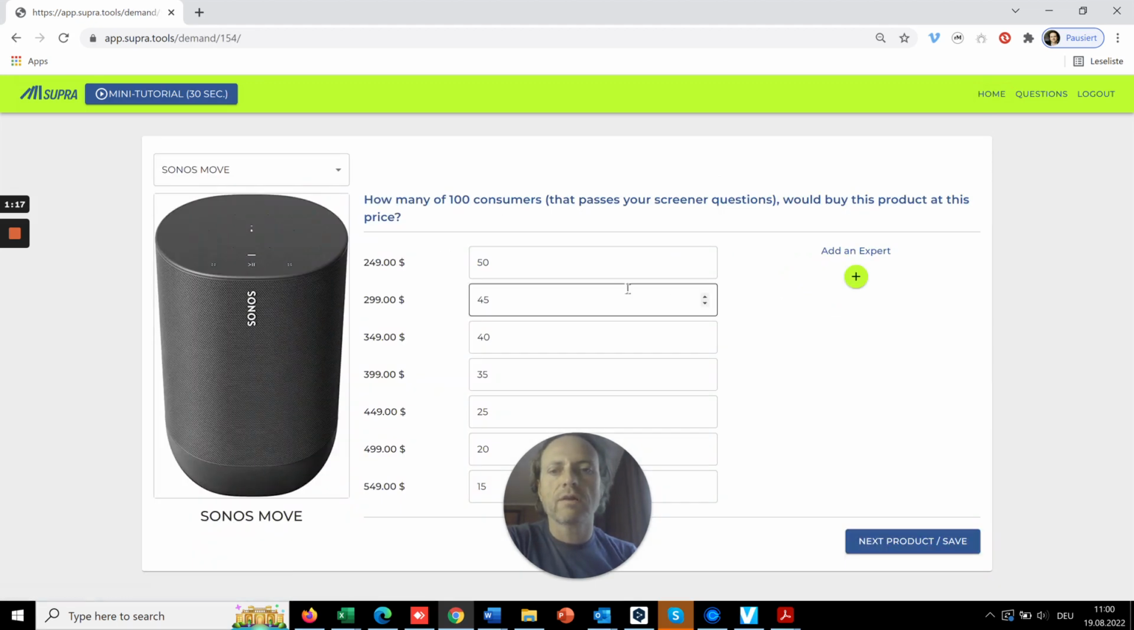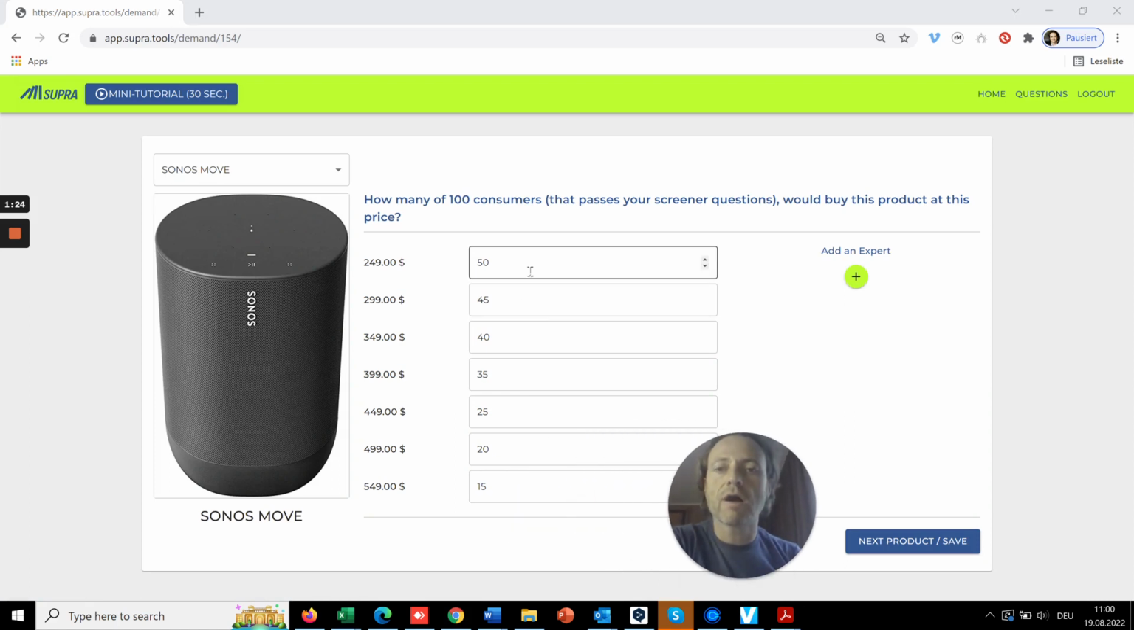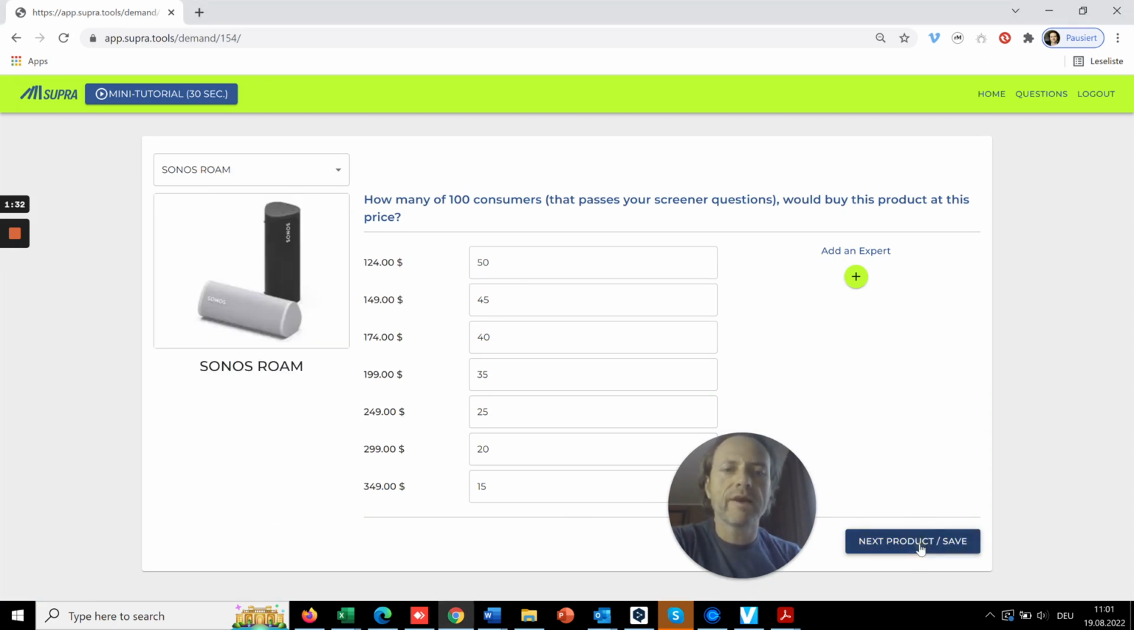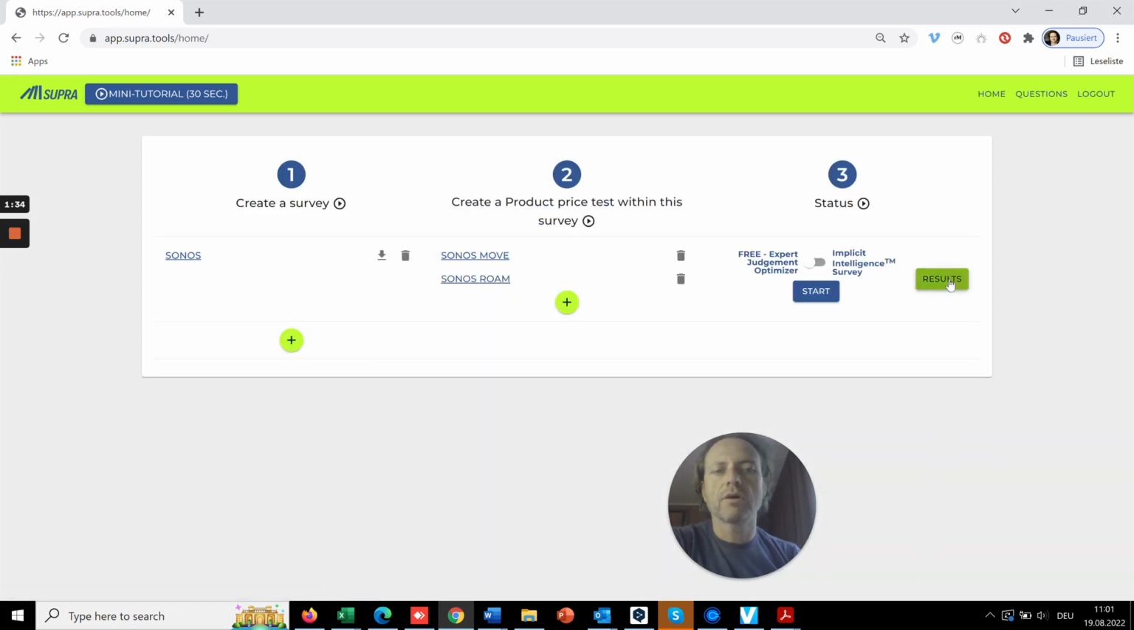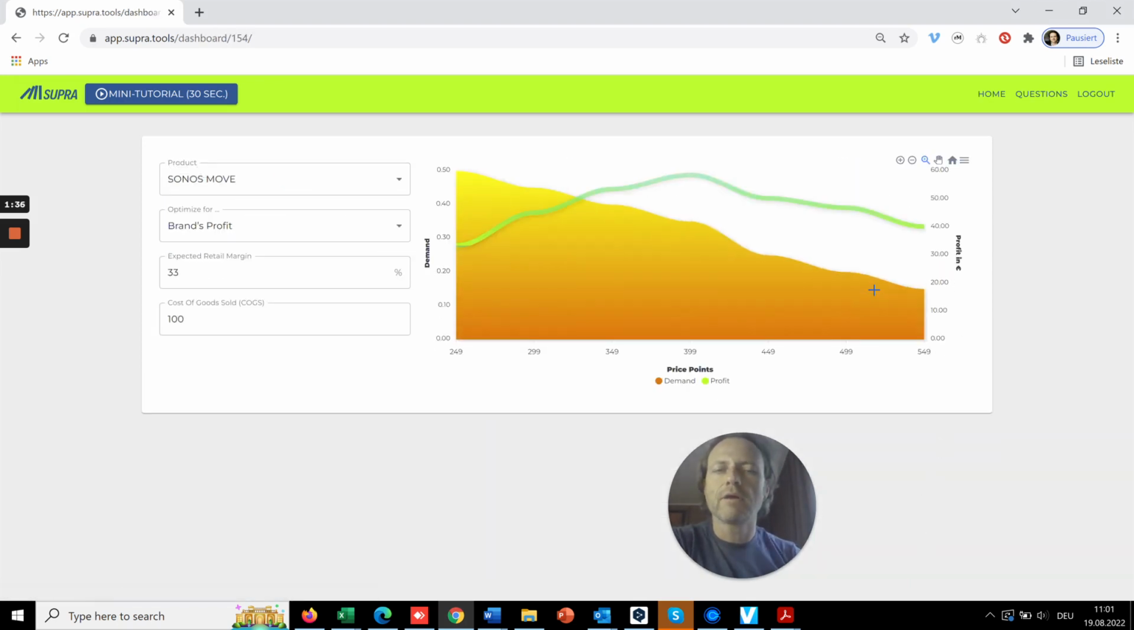So you can sit together with your team and collect your knowledge on how you think the market will respond. And based on this judgment, you will already be able to get some intuition where the potential optimal price will be.